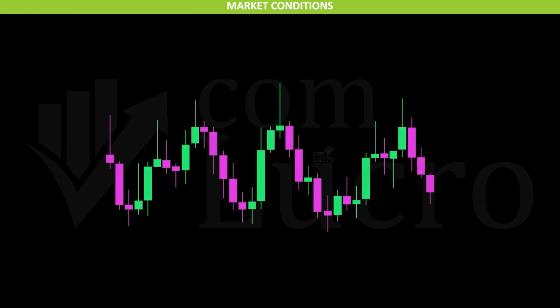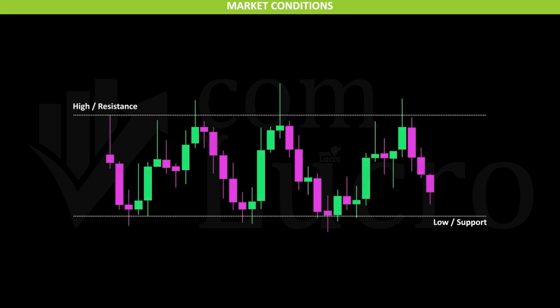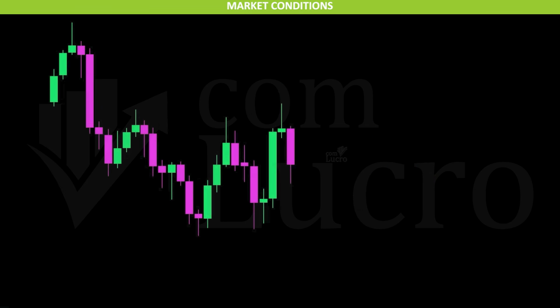A sideways or ranging market occurs when price stops forming higher highs and higher lows, or lower highs and lower lows. Instead, price moves between a clearly defined high and low, creating a horizontal structure. In this environment, the market is no longer trending and is moving between support and resistance levels, which requires a different trading approach. Before trading a range, we need to identify it correctly.